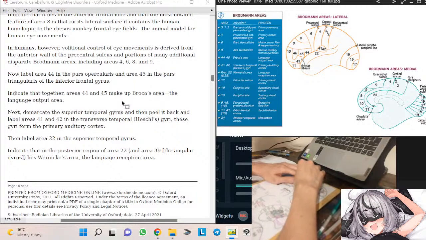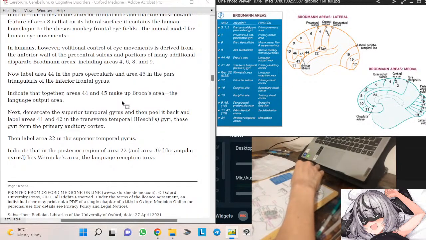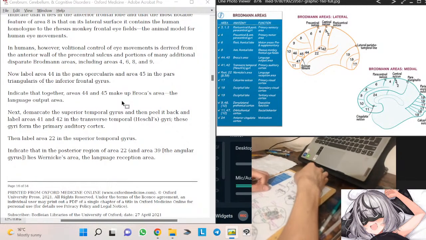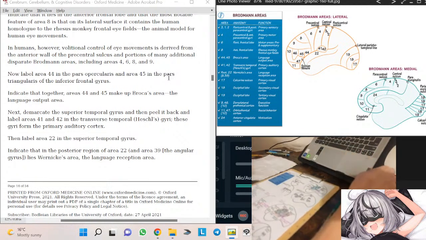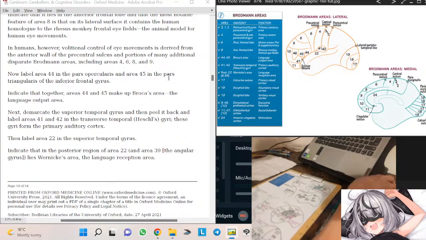Now label area 44 in the pars opercularis and area 45 in the pars triangularis of the inferior frontal gyrus. Indicate that together, areas 44 and 45 make up Broca's area, the language output area. Next, demarcate the superior temporal gyrus and then peel it back and label areas 41 and 42 in the transverse temporal Heschl's gyri. These gyri form the primary auditory cortex. Then label area 22 in the superior temporal gyrus. Indicate that in the posterior region of area 22 and area 39, the angular gyrus, lies Wernicke's area, the language reception area.